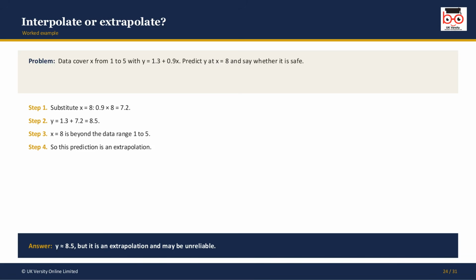Let's test one. Our data covers x from 1 to 5 with y equals 1.3 plus 0.9x, and we want y at x equals 8. Substituting, 0.9 times 8 is 7.2, so y is 1.3 plus 7.2, that's 8.5. But 8 is well beyond our range of 1 to 5, so this is an extrapolation, and while the number is 8.5, we should treat it with caution.